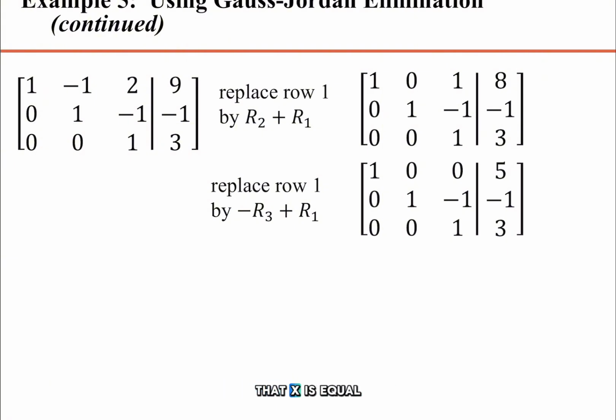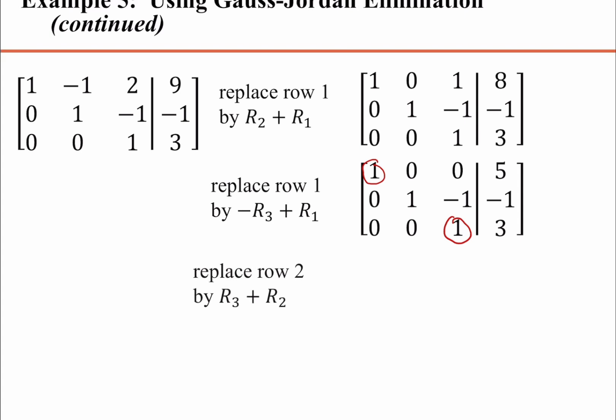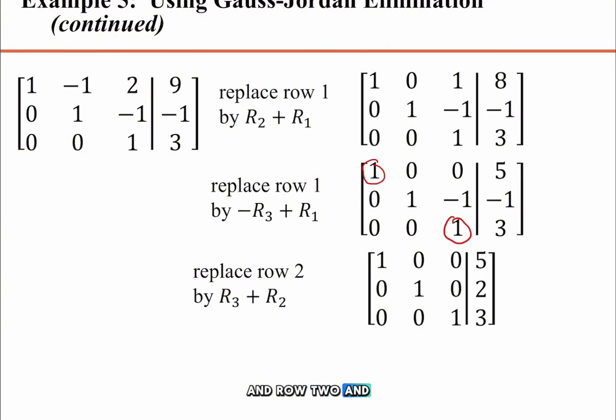So now we know that x is equal to 5. We also know that z is equal to 3. We're sure of that. So this one and this one we know. So we still have to manipulate the matrix to figure out what y is equal to. So replace row 2 by adding row 3 and row 2. And there you go. This is your x, this is your y, and this is your z. I know that's not lined up perfectly, but there you go.